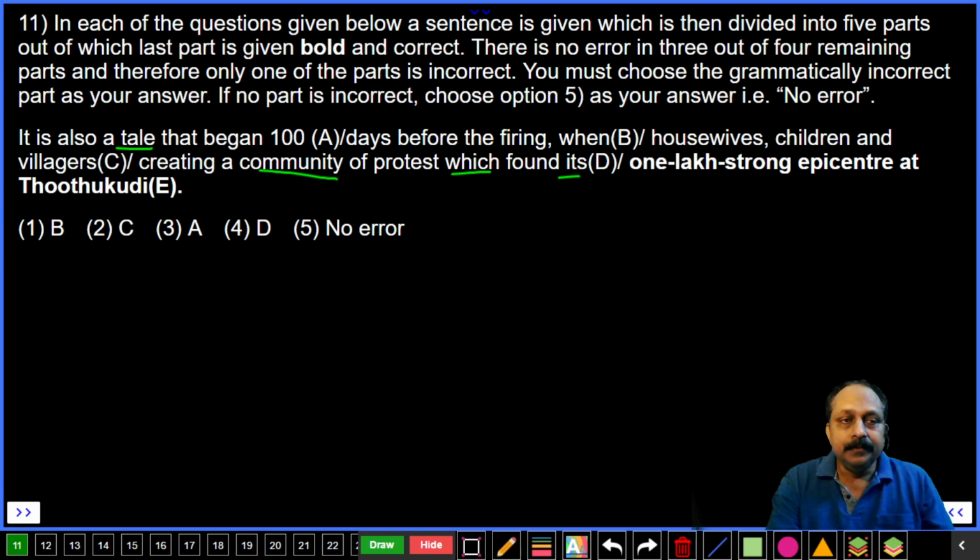Where is the error? It is also a tale that began 100 days before the firing, when housewives, children, and villagers, the entire context goes into the past. And here you cannot use the verb in the ing form or present participle. It should be in the past. It is also a tale that began 100 days before the firing, when housewives, children, and villagers created a community of protest. They created a community of protest which found its 1 lakh strong epicenter at Tuticorin. Answer is the fourth part. It is not creating, it is created.